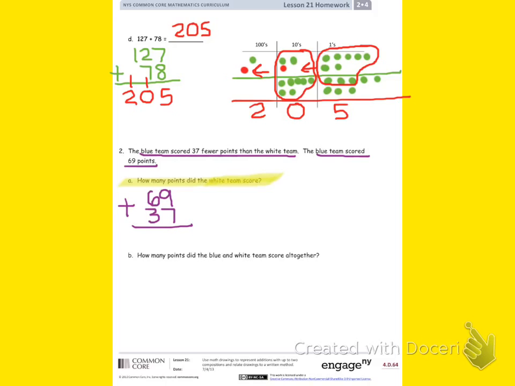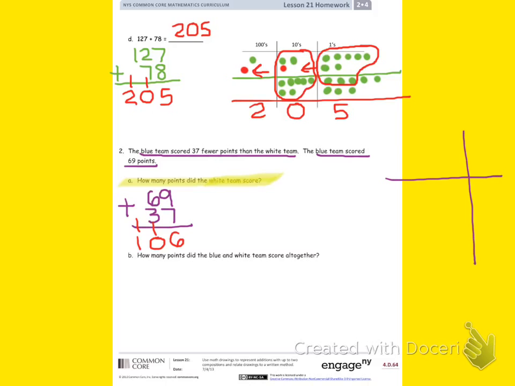I will do it vertically first. 9 plus 7 is 16. 16 has 6 in the ones place and 1 in the tens. 6 plus 3 is 9 and 1 more is 10. 10 groups of 10 is 100, which has a 0 in the tens place and a 1 in the hundreds place. 1 group of 100 plus nothing else is 1 group of 100. Now I will draw a math drawing to see if I get the same answer.